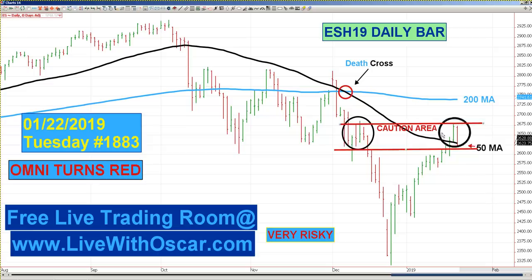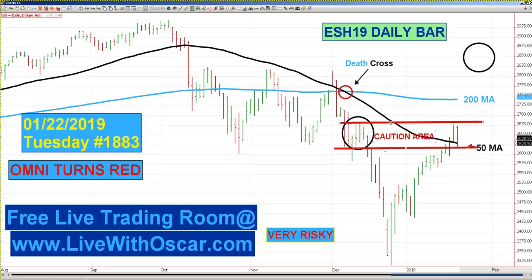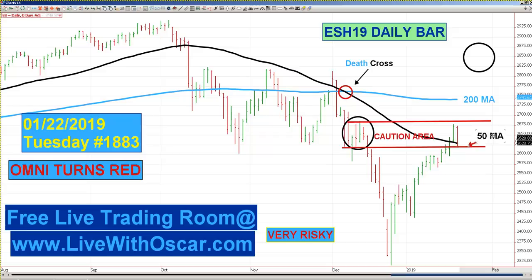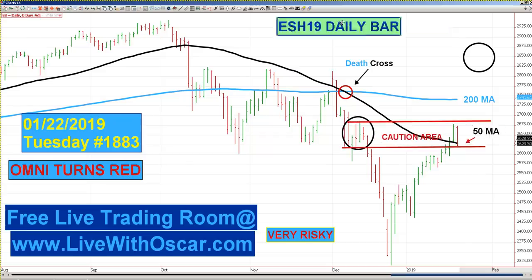We now have a bit of a problem here. The caution area was tagged and it stopped. In fact, it didn't even get high enough to reach the top of the caution area. That would literally put it up here. So we stopped right at the meat of the caution area. We are now starting to float back below the 50-bar moving average, and that's in your emini S&P.